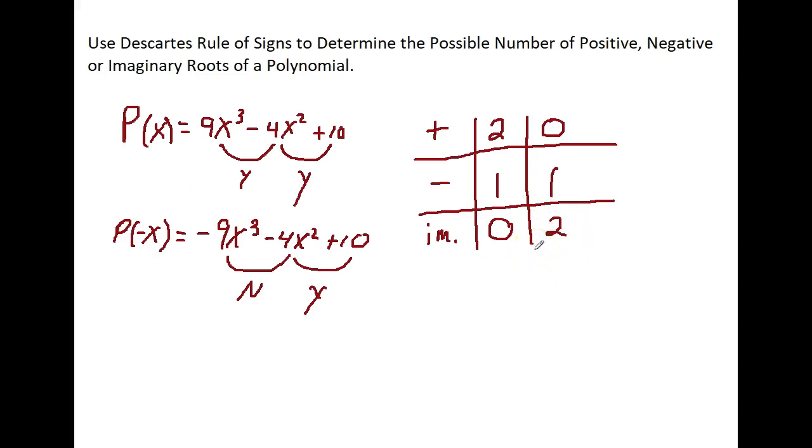So we know there is definitely 1 negative real root, possibly 2 or 0 positive, and then possibly 0 or 2 imaginary.